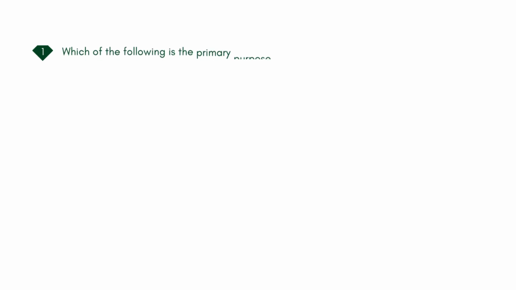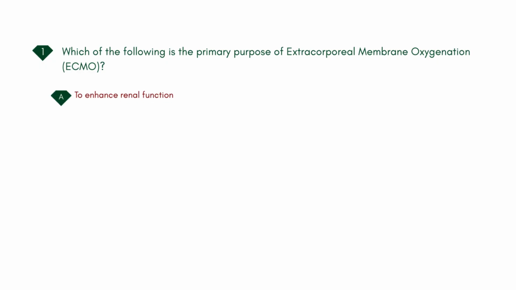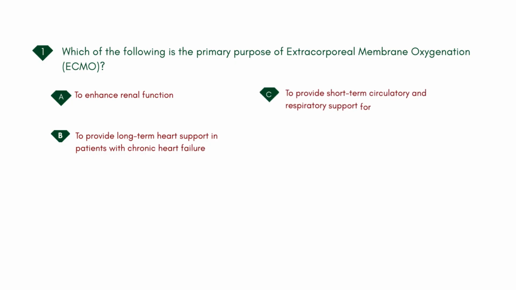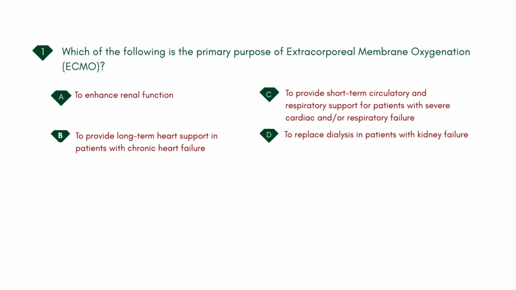Which of the following is the primary purpose of extracorporeal membrane oxygenation, ECMO? A. To enhance renal function. B. To provide long-term heart support in patients with chronic heart failure. C. To provide short-term circulatory and respiratory support for patients with severe cardiac and/or respiratory failure. D. To replace dialysis in patients with kidney failure.